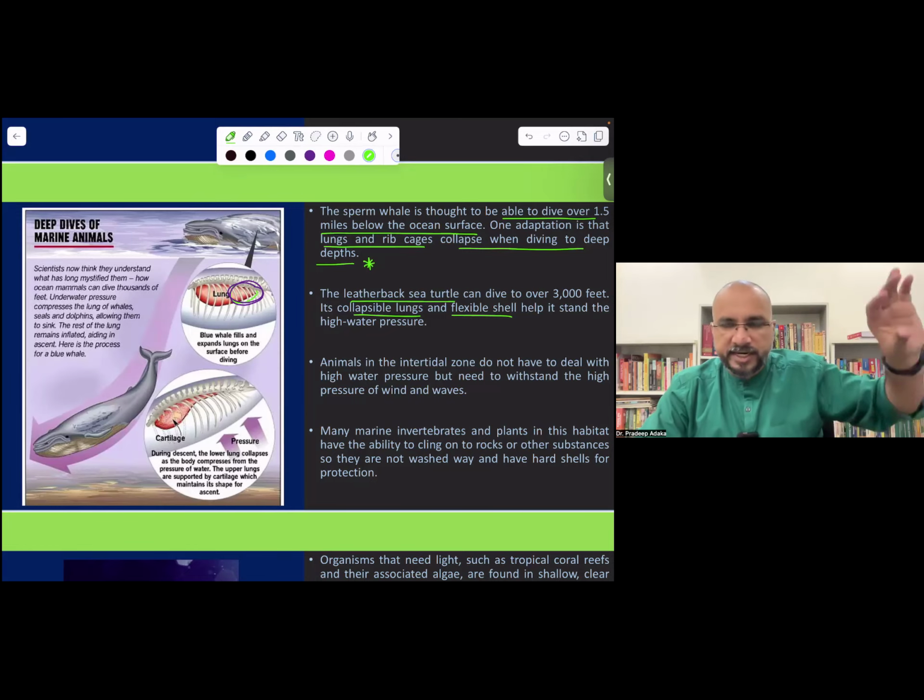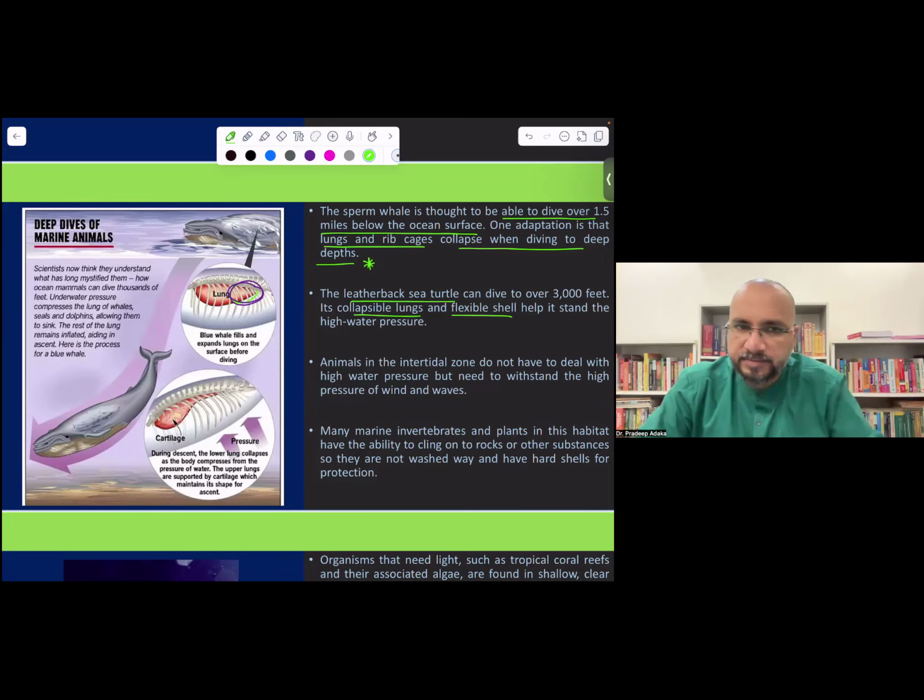Most of the animals remain at the same level. They don't go very shallow, they don't go very deep. So they remain at the same depth, most of the animals. Some can change the depth. Like whales and turtles, they can go very deep and they can come back also.